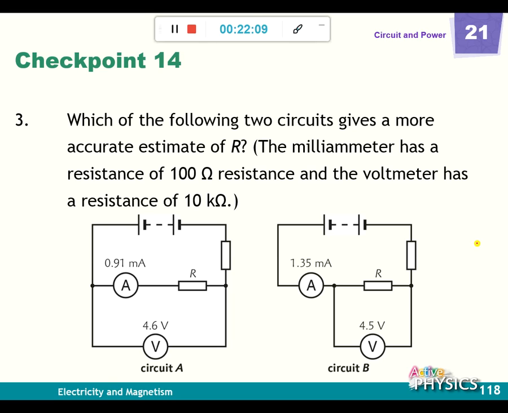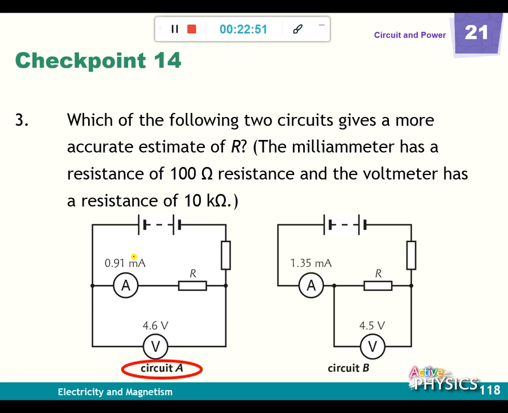Question number 3. This one is very important, so put a star on it to tell you which one is a better one. Which of the following two circuits gives a more accurate estimate of R? Okay, and this question tells you the current reading and the voltmeter reading, and also the internal resistance of them. Okay, but afterward, that's all, without any calculation, and then it tells you the answer is circuit A. But how to know that? Actually, without any calculation. Okay, but why?